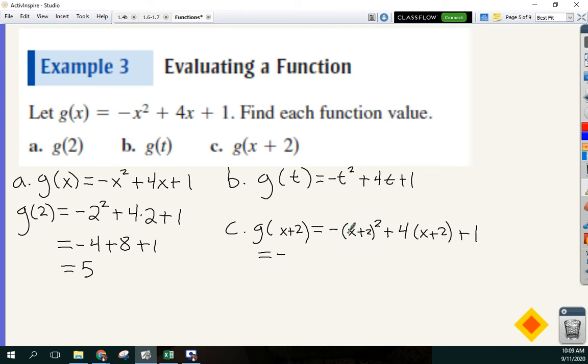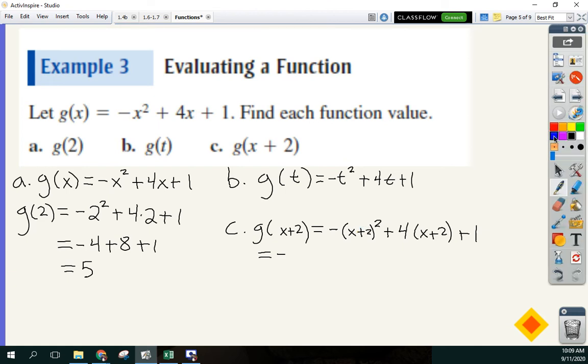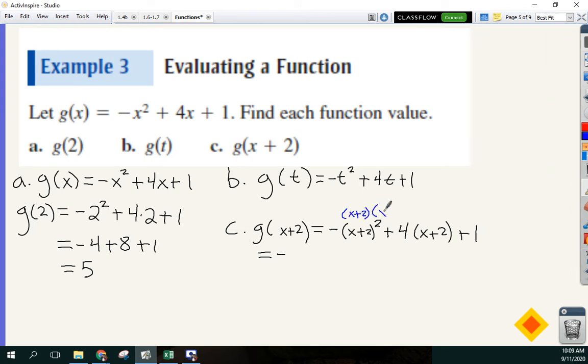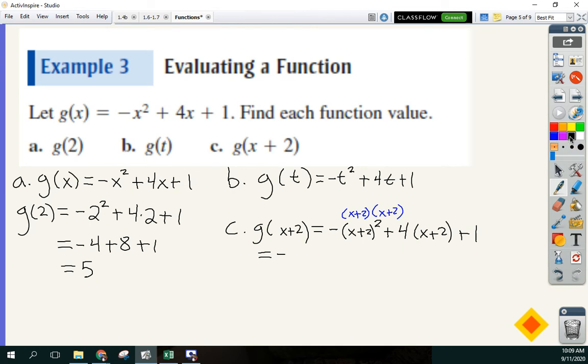Now, please remember that we cannot distribute an exponent if I have addition in there. What this actually means is we have x plus 2 times x plus 2. And so we would need to multiply it out. Some of you are used to calling that FOILing. That's fine as well. But we do need to make sure that we are not trying to distribute that squared.